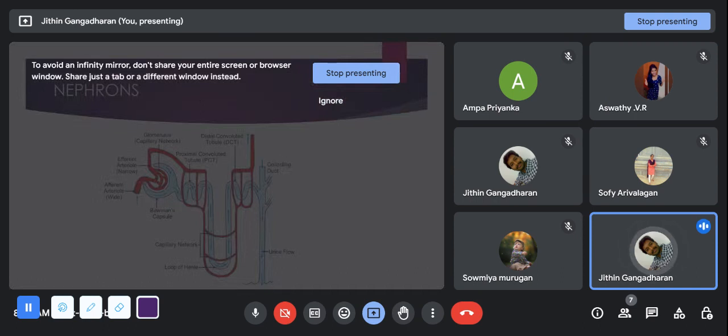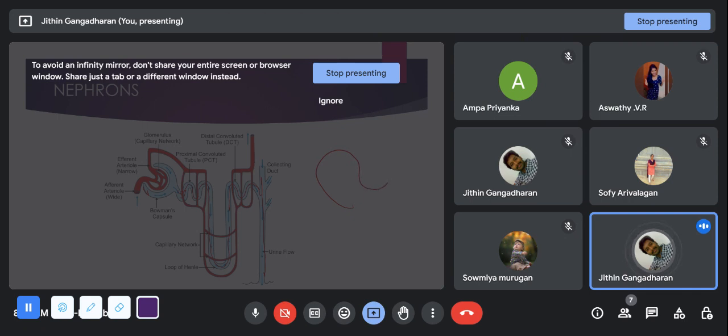So now this is the basic structural and functional unit of the kidney, which is known as the nephron. Now we shall see what these things are. I believe all of you are very well aware of the nephrons and their functions. So this is the Bowman's capsule. The Bowman's capsule continues as the proximal convoluted tubule, then to the loop of Henle. Then it connects as the distal convoluted tubule, and then to the collecting duct, and the urine flows. Okay.